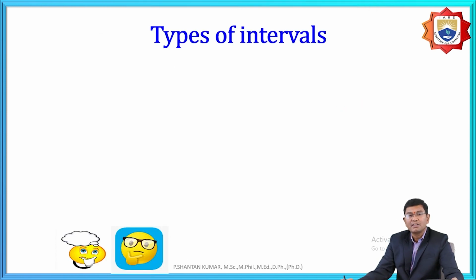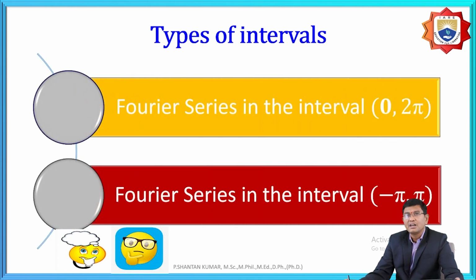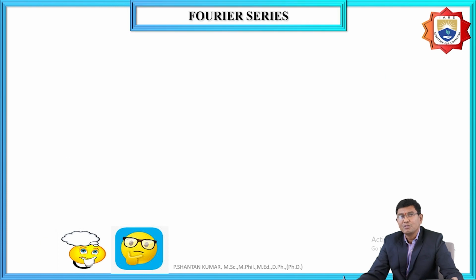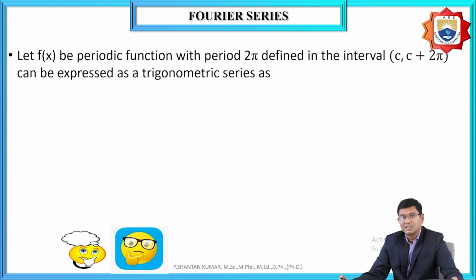Based upon this, under the Fourier series, the types of the intervals are basically divided into two types. One is the limits 0 to 2 pi, and the second one is minus pi to pi. Both of these are full range series. Here 0 to 2 pi is a full range series, and minus pi to pi is also a full range series. Now, before going to discuss minus pi to pi, we will discuss what the trigonometric series is and what the Fourier series is.